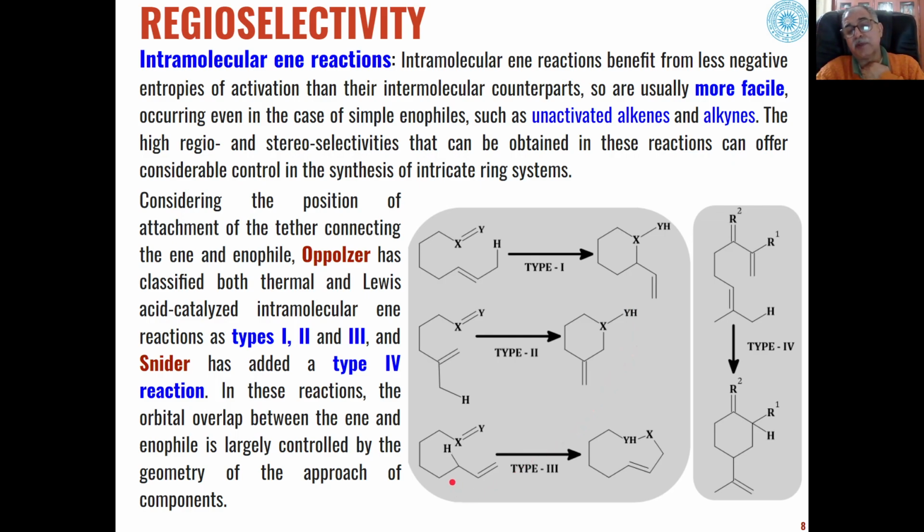Similarly, if we have these types of substrates where we have a carbon-carbon double bond and an allylic system present in this type of stereochemistry, then the cyclization will lead to the formation of macrocyclic products. And type 4, which is called the Snider intramolecular ene reaction, there the overlap of the enophile is largely controlled by the geometry of approach of the components, and this will lead to the formation of these types of products.